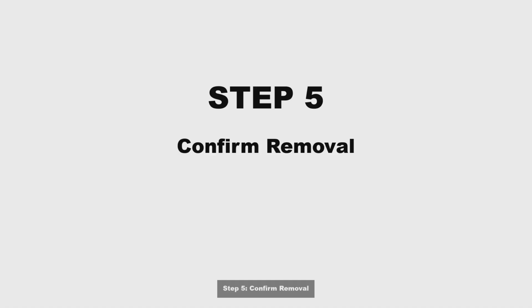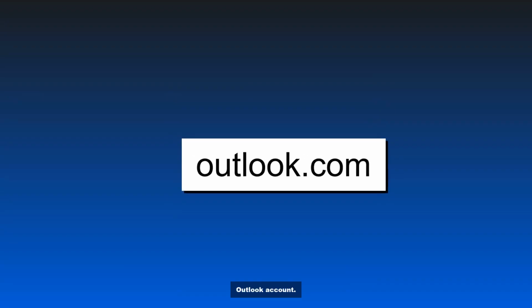Step 5. Confirm removal. After selecting the devices to remove, you may be prompted to confirm your choice. Follow the on-screen instructions to finalize the removal process. Once confirmed, the devices will no longer have access to your Outlook account.